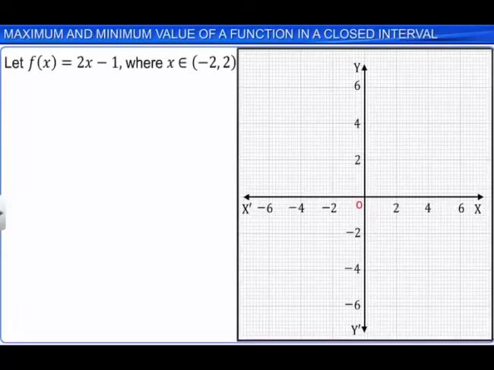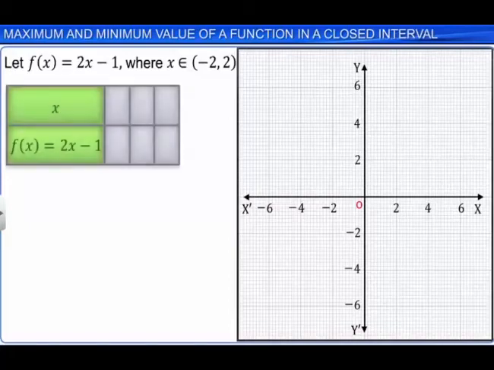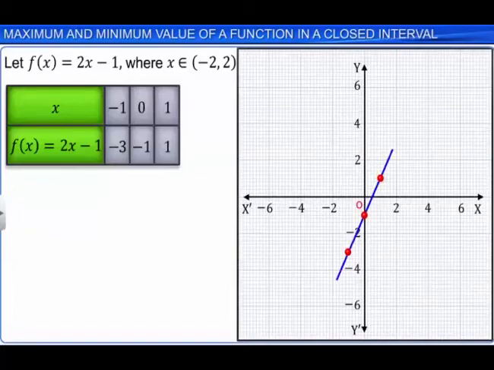Consider a function f of x is equal to 2x minus 1, where x belongs to the open interval (minus 2, 2). The ordered pairs satisfying the function f of x are (minus 1, minus 3), (0, minus 1), and (1, 1). With these ordered pairs, the graph of the function can be obtained, which is as shown.